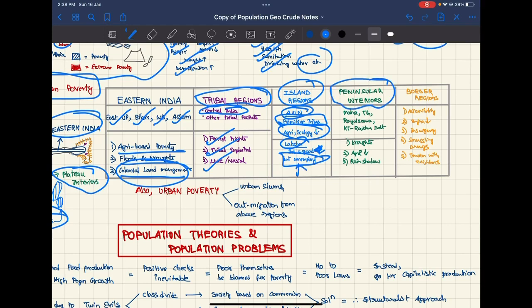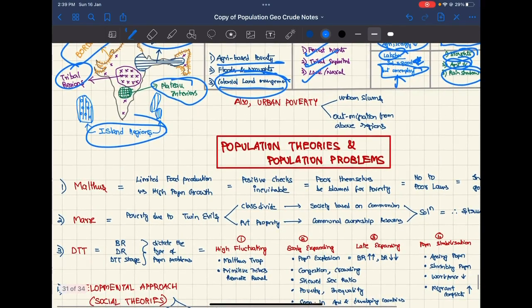Peninsular interiors, regions like Maharashtra, Telangana, Rayalaseema, Karnataka, the Raichur belt, they have droughts, agricultural distress, and are in the rain shadow region of the Western Ghats. Border areas have low accessibility, infrastructure is poor, insurgency is high, with smuggling, drugs, human trafficking, and tension with neighbors like China. Also, urban poverty. Urban slums have many poor and hungry people.